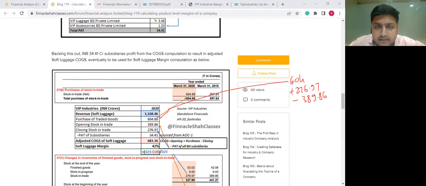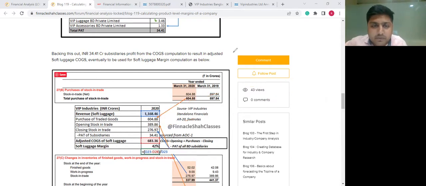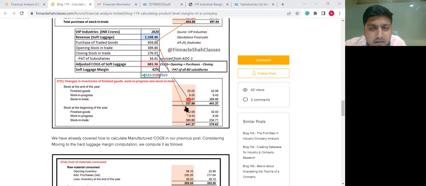604, that's how we got this. And 276, right? And sorry, 386 is the opening one. I think I took the closing one to be the opening one, but you get the point. So 389 is basically the beginning of the year, so opening stock in trade, and closing stock in trade is 276. So how do you calculate traded COGS? It will be 604 plus 389 minus 276, opening minus closing.